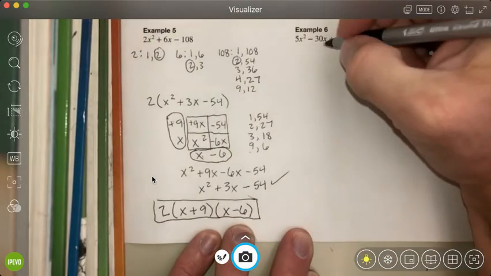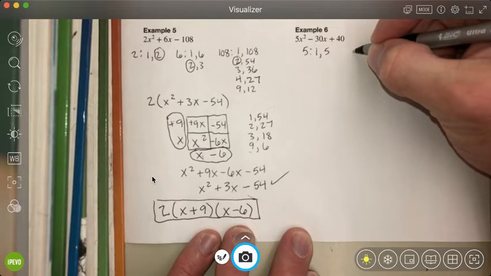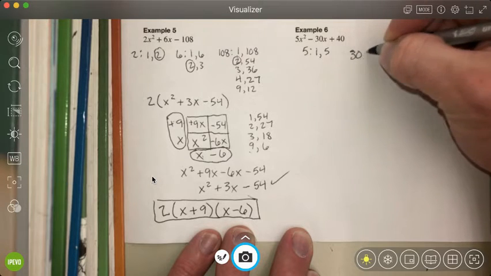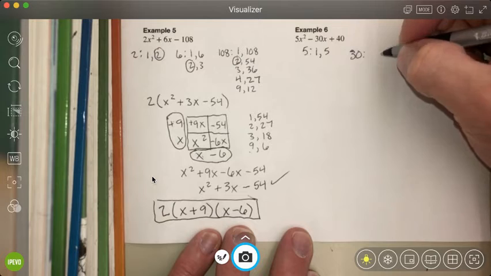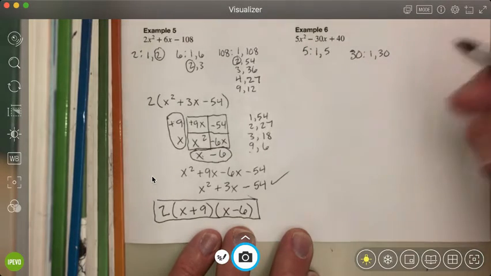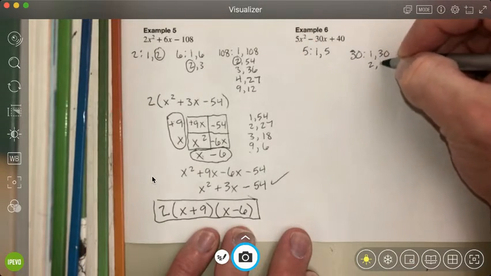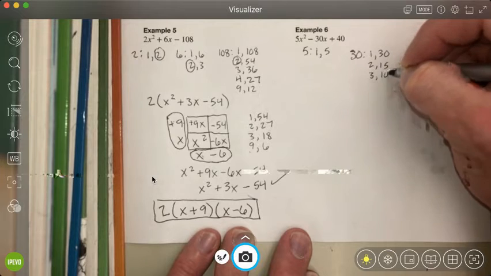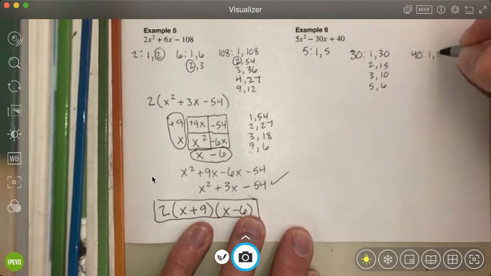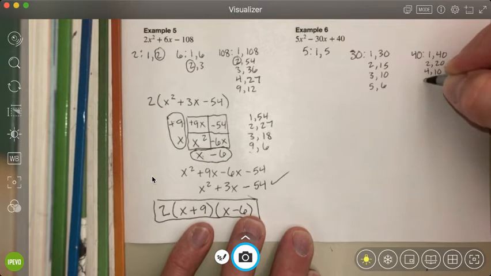All right, in this case, I've got a 5. The only factors are 1 and 5. I've got a 30. So those factors are 1 and 30. By the way, I know this is a negative, but right now I'm just worried about the factors of the 30. We'll deal with the negative later. 2 and 15, 3 and 10, 5 and 6. And then finally, we've got 40, 1 and 40, 2 and 20, 4 and 10, or 5 and 8.